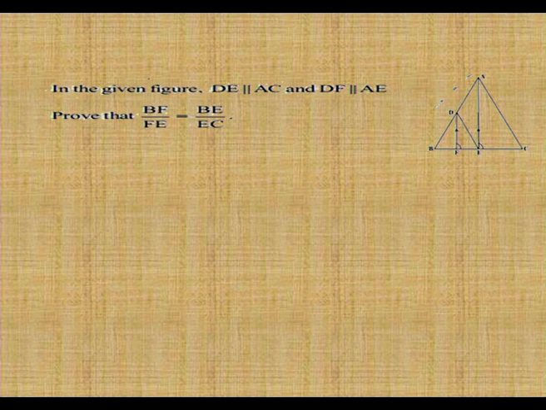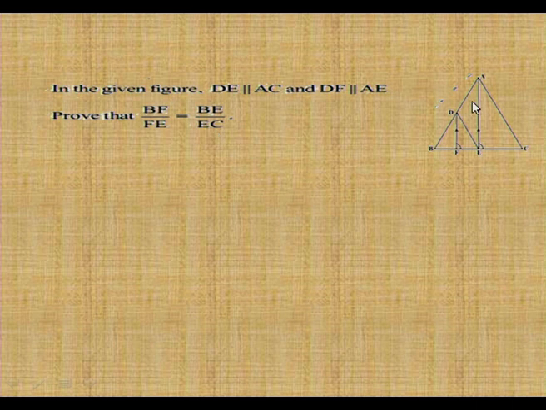See, in the figure, DE is parallel to AC and DF is parallel to AE. Prove that BF by FE is equal to BE by EC.